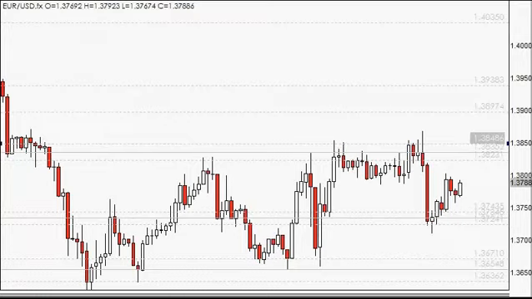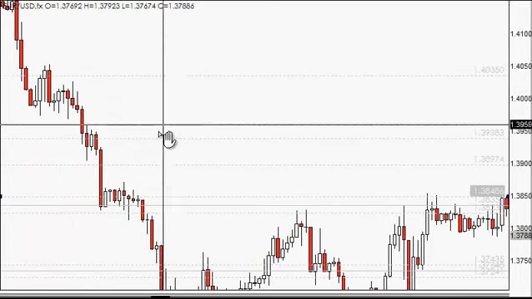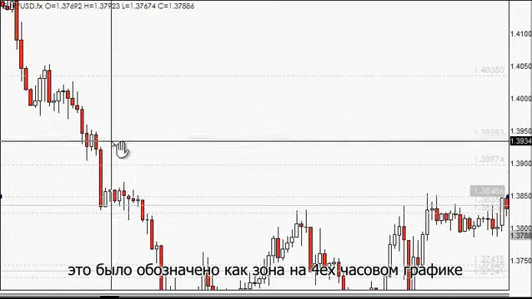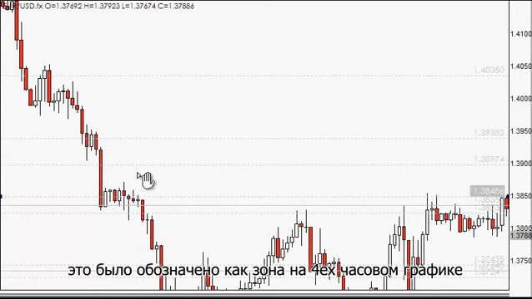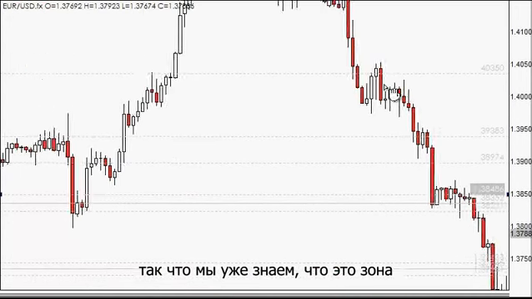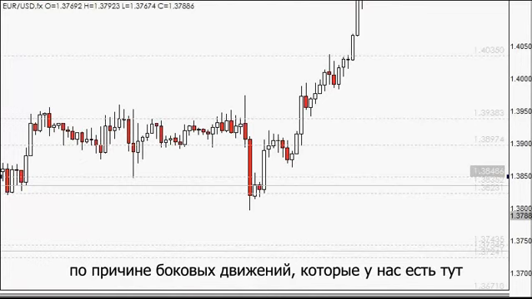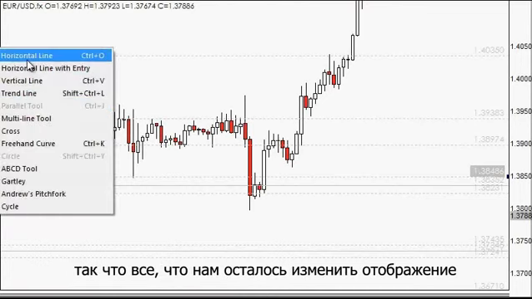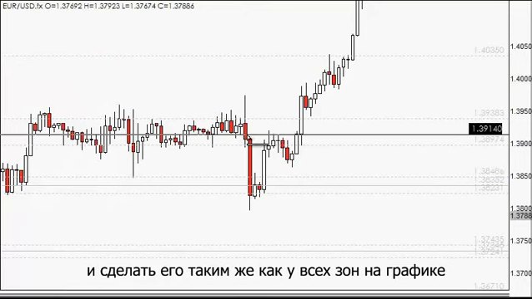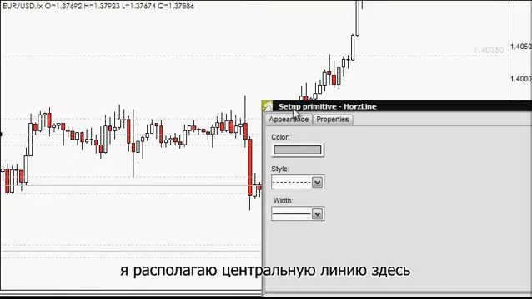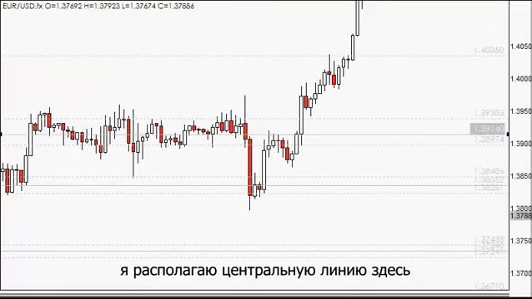There we go. Now this was defined as a zone on the 4-hour chart. So we already know this is a support resistance zone, and that's because of the sideways movement we got through here. So all we're going to do is make it look the same as our other support resistance zones by placing a center line here. There we go.